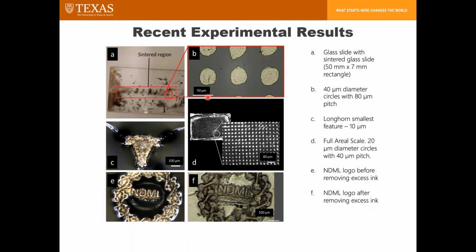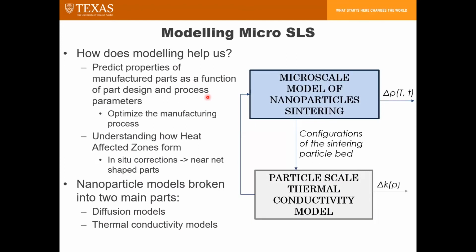Thank you. Okay, so as Aaron mentioned, one of the major challenges that we face is achieving near net shape parts because of the heat affected zones that form during sintering. And so to try to solve this issue, we're looking at modeling the Micro SLS sintering process. There are two main advantages to modeling the sintering process. The first is correcting for the heat affected zones that form during sintering. If we can predict how they are going to form, then we can make in situ corrections to the laser heating profile to account for how heat will spread. And this would get us more towards achieving near net shape parts.